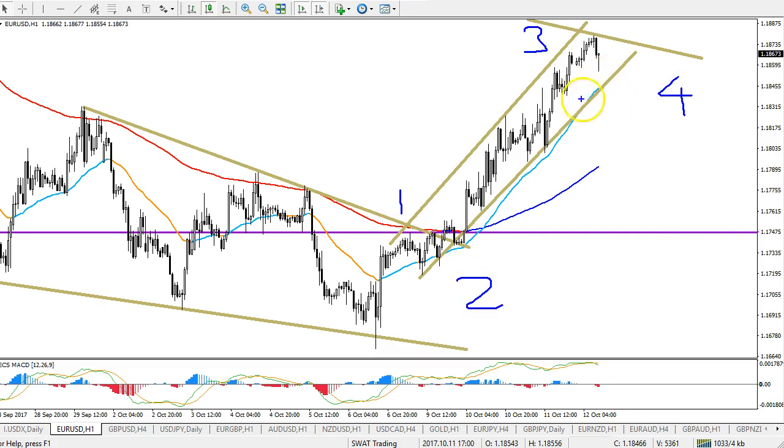Whereas if it breaks through this channel, and more specifically breaks through 118.50, then in that case, it is starting to become maybe not as much a 1, 2, 3, but maybe more of a B, C. So that's what's at stake here, really.